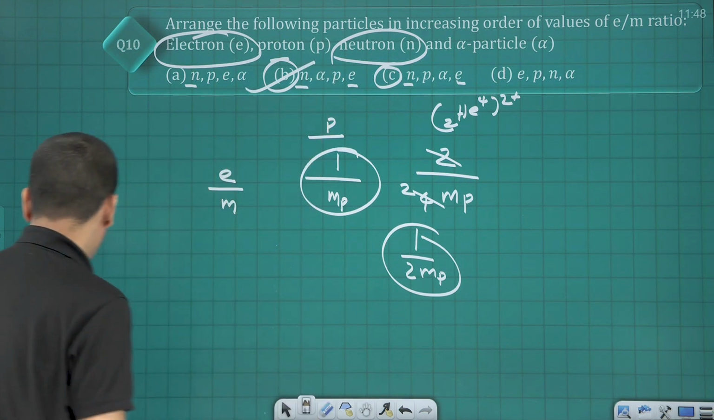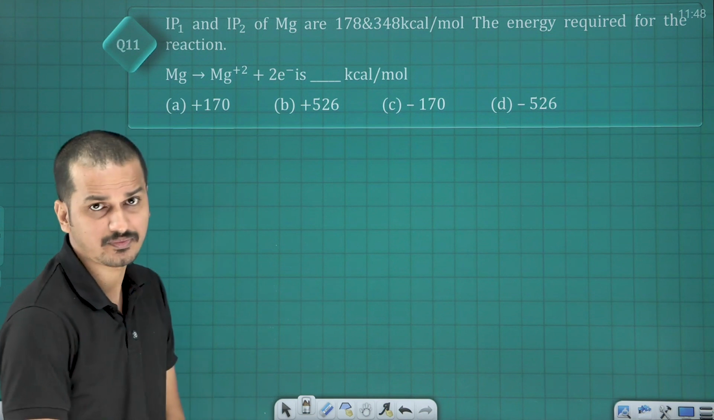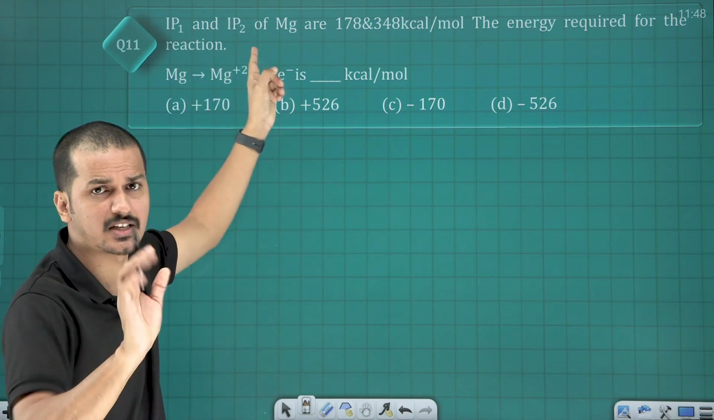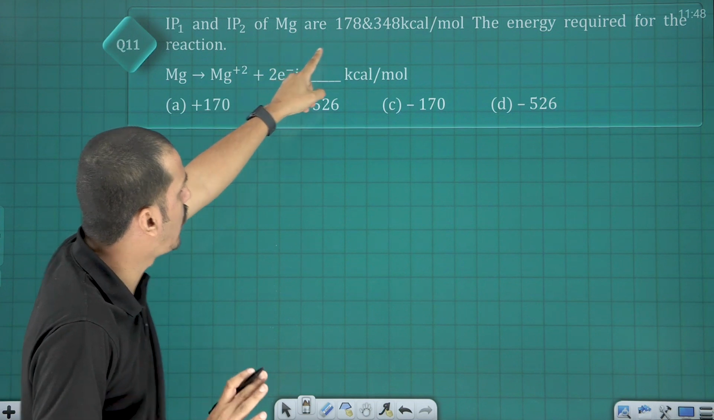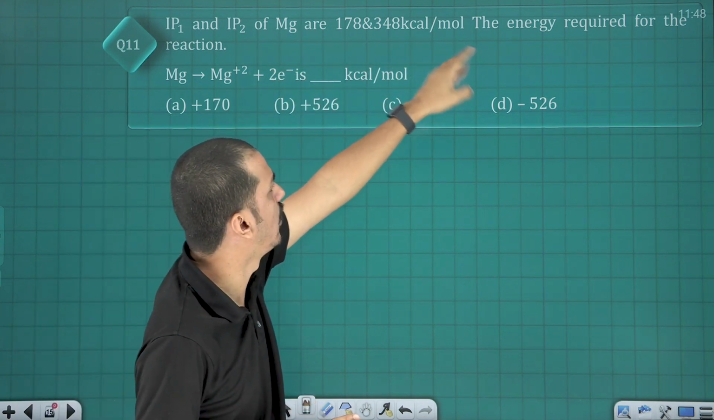Ready? Next again, question number 11. IP1, the ionization potential or ionization enthalpy, and IP2 of magnesium are 178 and 348 kilocalorie per mole.